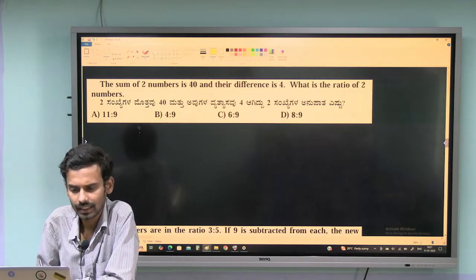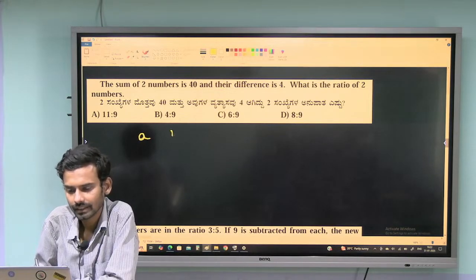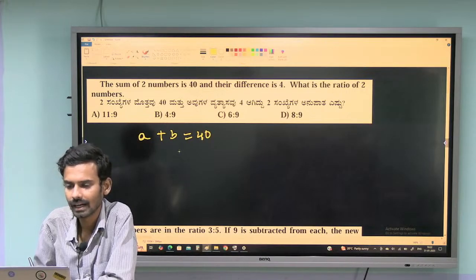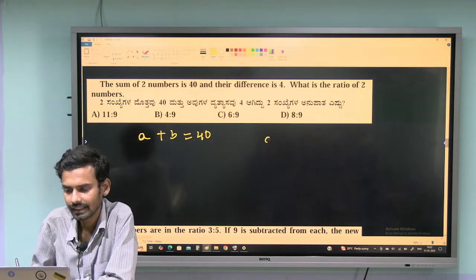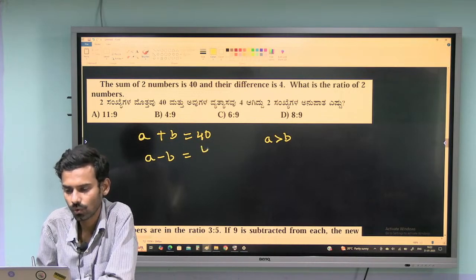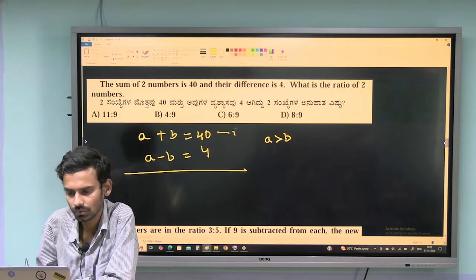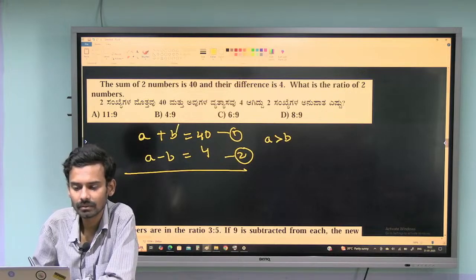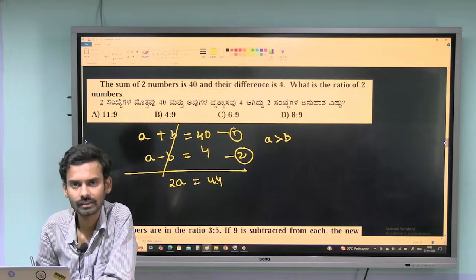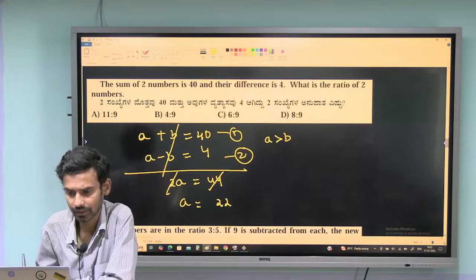So the sum of two numbers, let me call the numbers A and B. Sum of two numbers is A plus B. A plus B is given to me as 40, and the difference of the numbers, if I take A as the larger number, then A minus B will be equal to 4. And if I solve these two equations, if I add equation 1 and equation 2, I can cancel B and B, so that I will get 2A is equal to 40 plus 4, which is 44. Now if you cancel the 2 ones, you will get A is equal to 22.